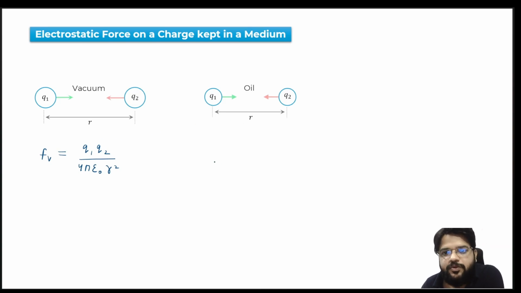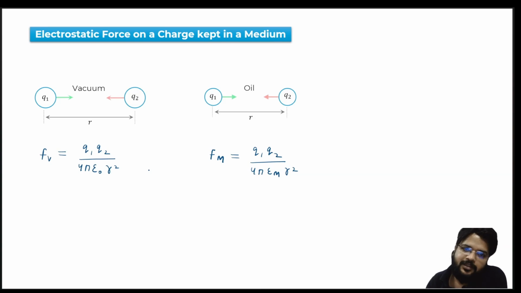If I write the force between these two charges in the medium, it can be written as Fm equal to Q1 Q2 by 4 pi Em R square, where Em is the permittivity of the medium, correct? The separation is again R. So when these two charges are in the vacuum, the force is Q1 Q2 by 4 pi epsilon naught R square, and when in the medium, it is Q1 Q2 by 4 pi Em R square.